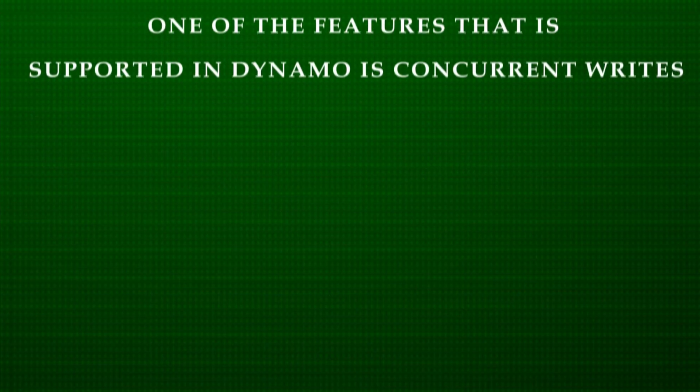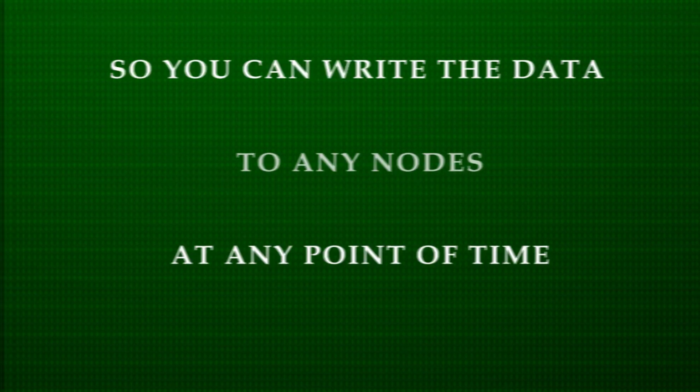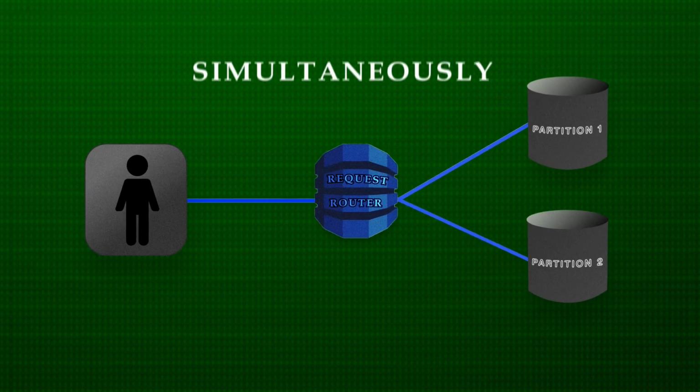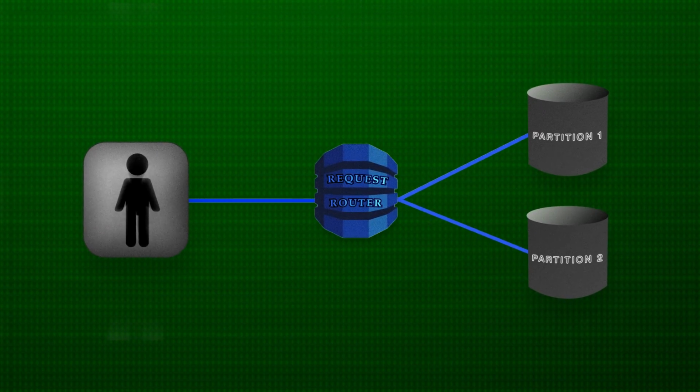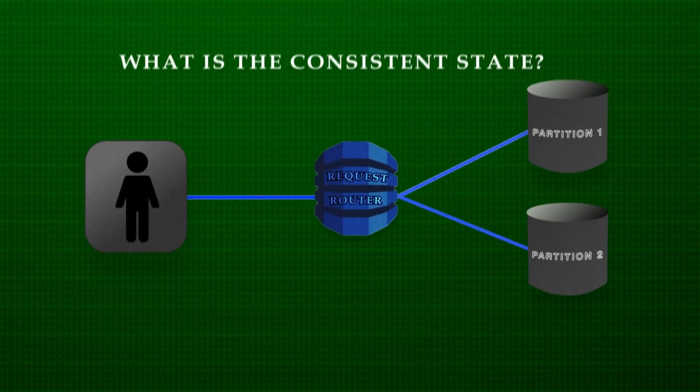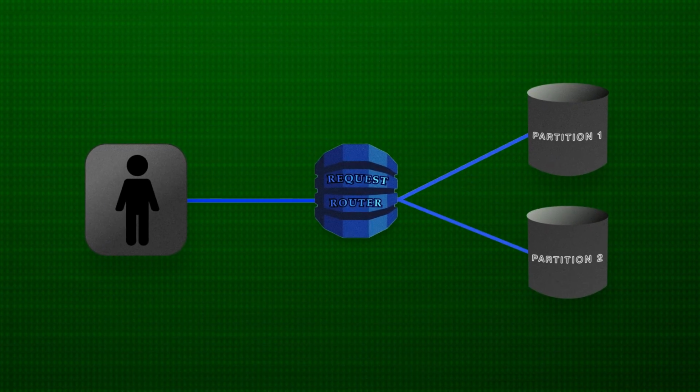Now, one of the features that is supported in DynamoDB is concurrent writes. So you can write the data to any node at any point of time. Let's say that multiple nodes are handling the write request simultaneously, and the same data is being written to 2 different nodes, node 1 and node 2. It can be quite problematic because the same data is being written to 2 different nodes. So what is the consistent state? We need to be sure here.